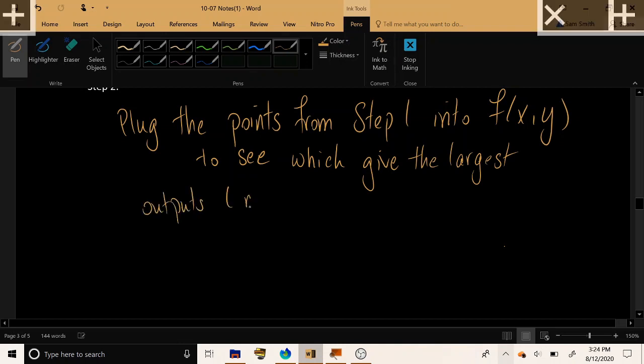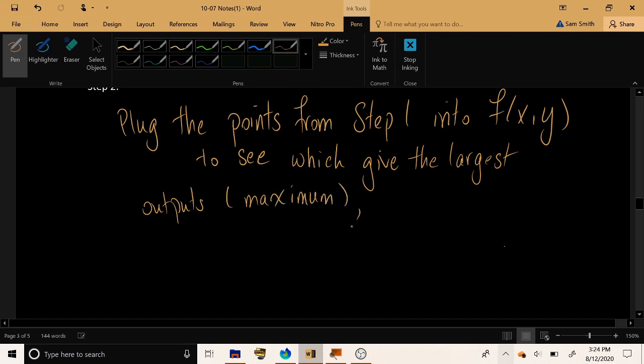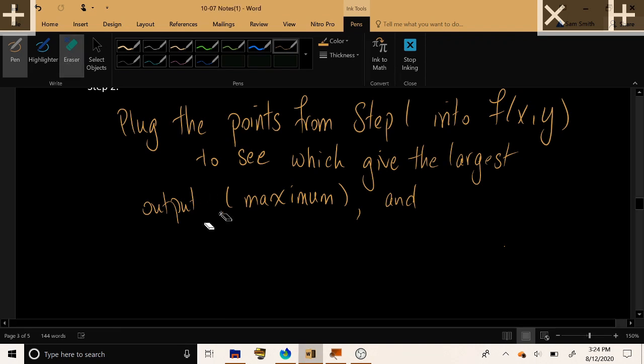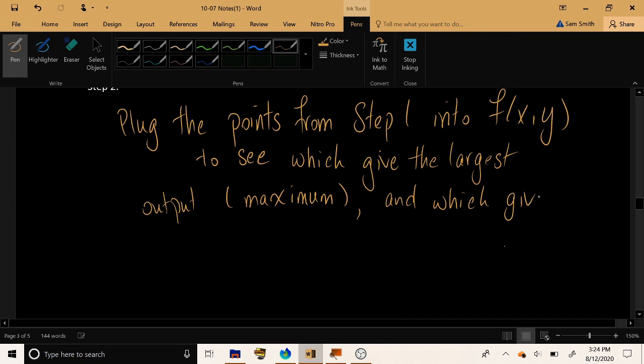The largest outputs will correspond to the maximum value of the function. The smallest output will correspond to the minimum of the function. Let's say largest output, which give the smallest output.